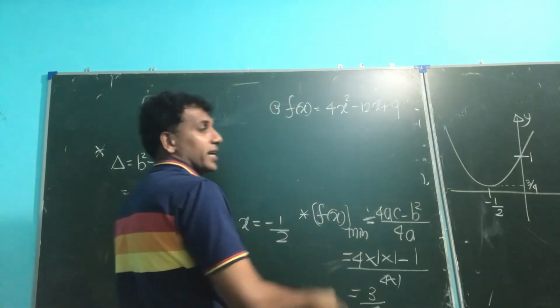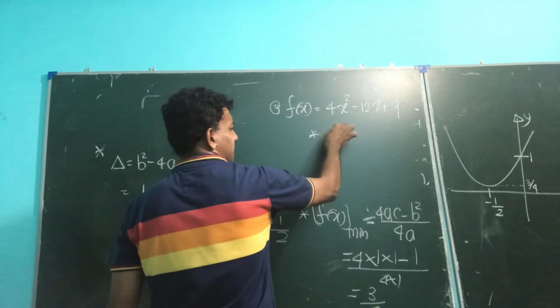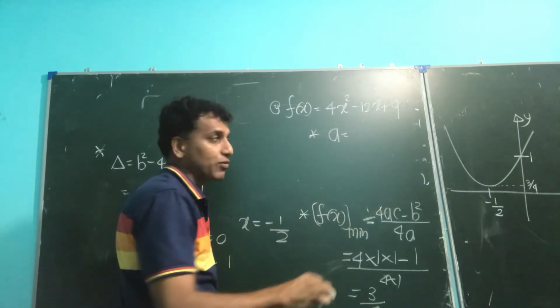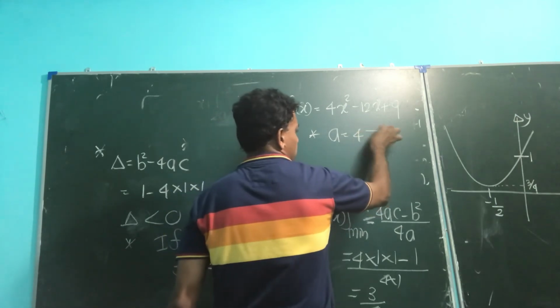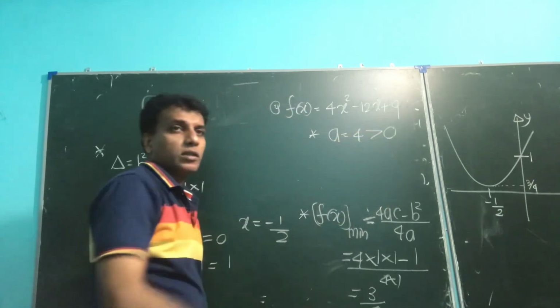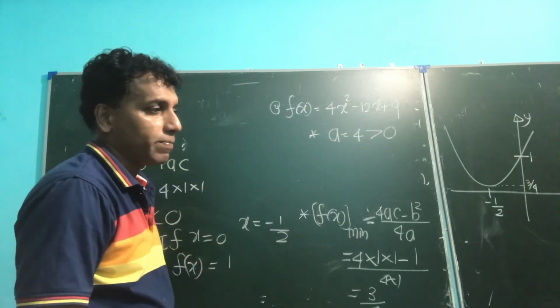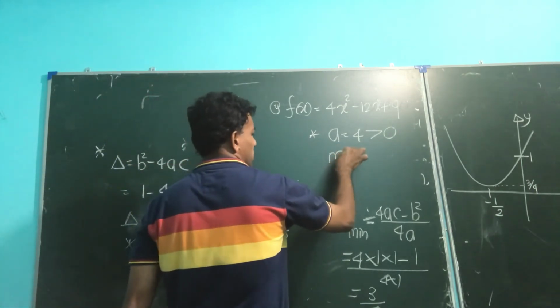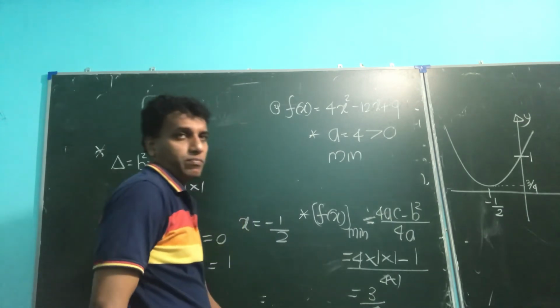So very first I said, what is a? In front of x squared we call a as 4, isn't it? Positive, a is positive. Therefore, the function has a minimum.